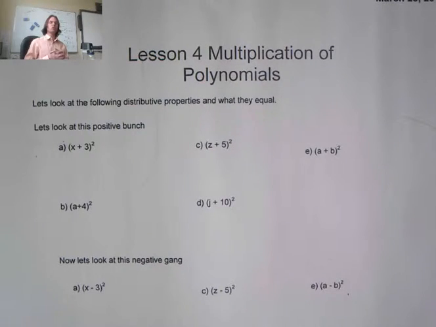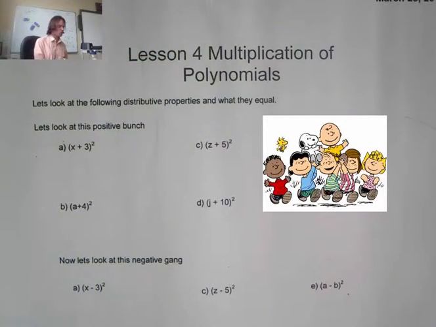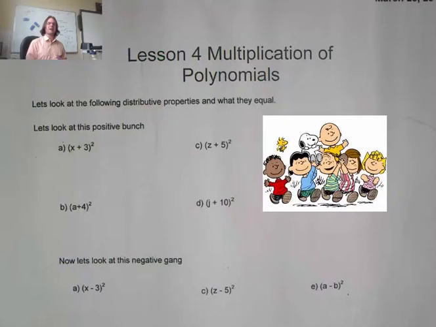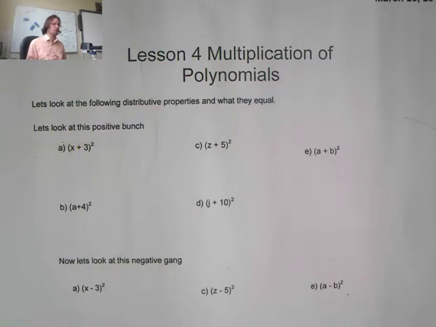Today we're going to look at multiplying polynomials a little bit more. So last class we went over the distributive property. Now we're going to make some laws or shortcuts with the distributive property. So let's first look at this positive bunch. So we're squaring numbers that are being added together. So these are my positive bunch.